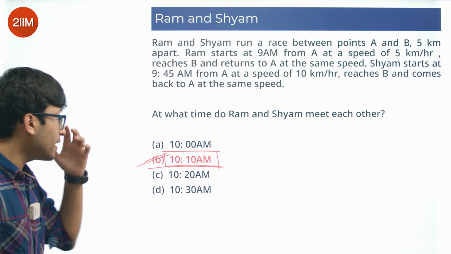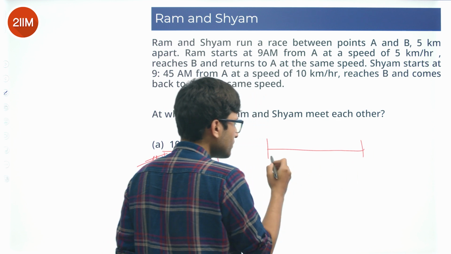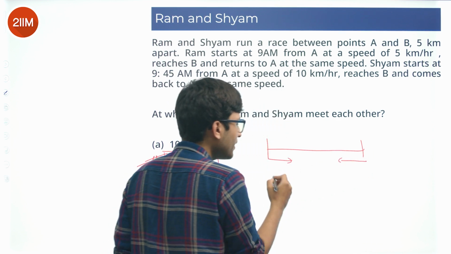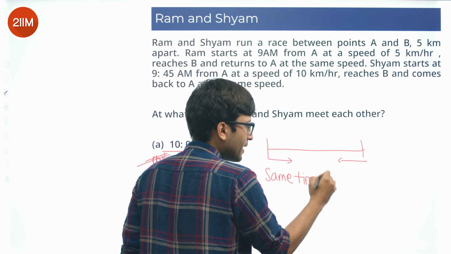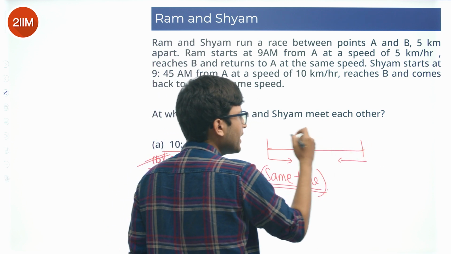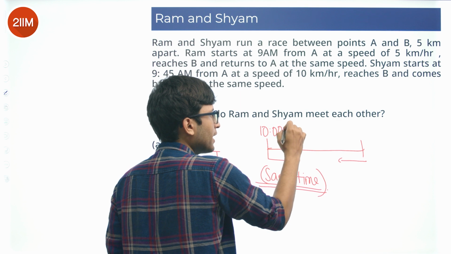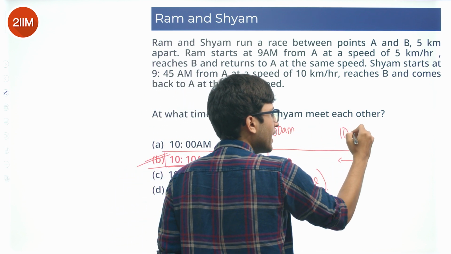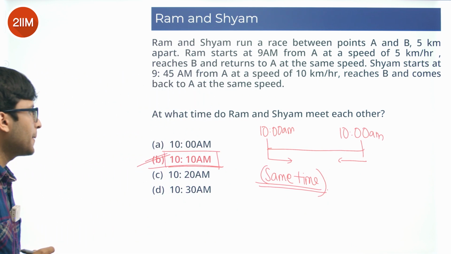So we have to use relative speed. We can use relative speed only when the time is the same. That is what we are doing. After 10 a.m. I am using relative speed. So at 10 a.m. I find out where Ram is, where Shyam is, and then I use relative speed in this question. This is how we are doing this question.